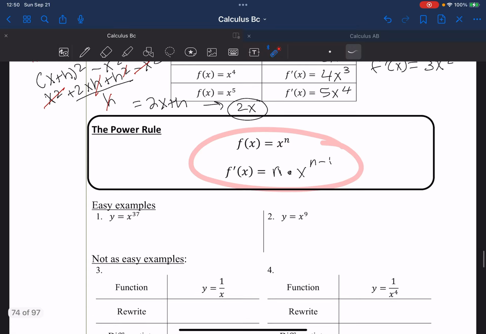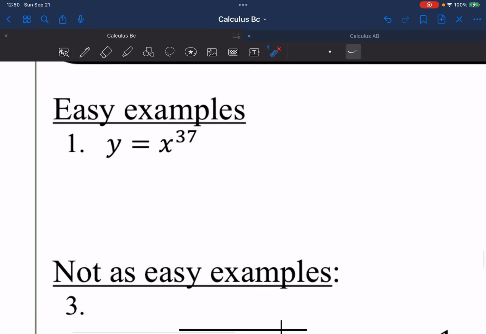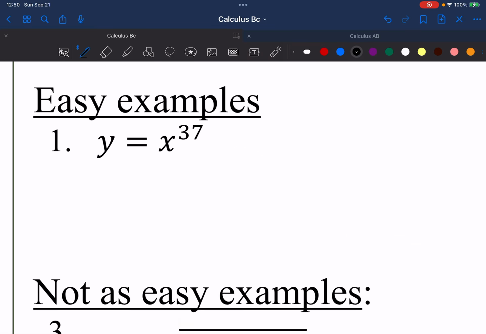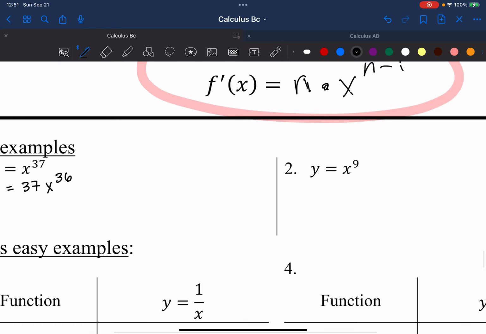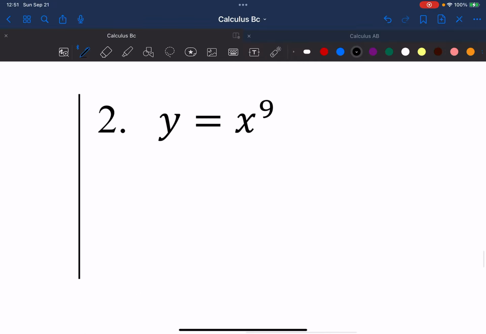Okay, so let's look at some easy examples. Continuing what we were just doing, we know that y prime is going to be equal to 37x to the 37 minus 1, so 36. We bring down the exponent, and then subtract 1. Next, y prime is equal to 9x to the 8th power. Bring down the 9 and subtract 1.